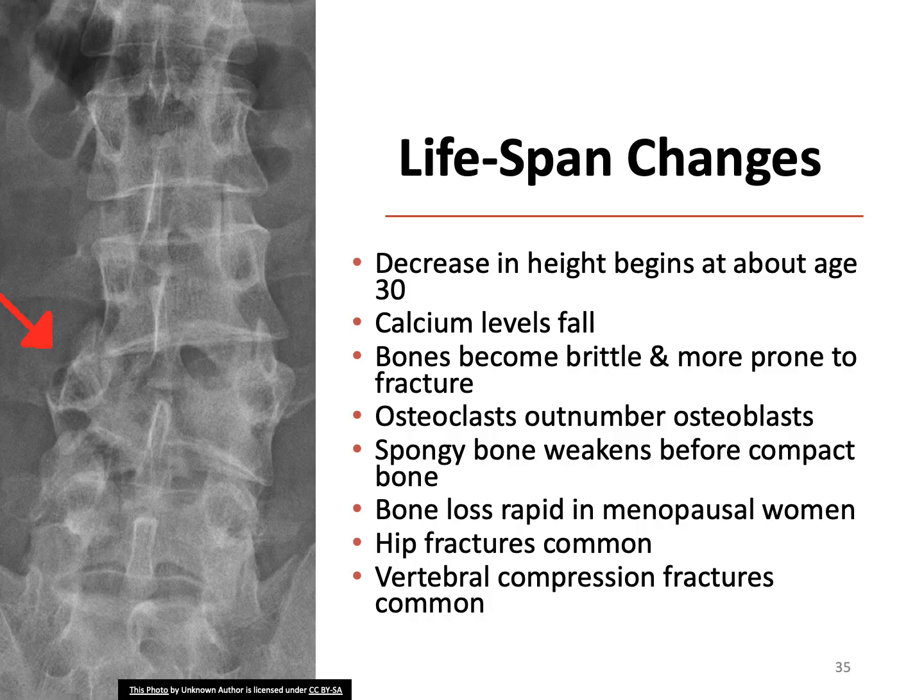What happens when we get older? Your height decreases, beginning at the age of 30 and continuing to the end of your life. Calcium levels fall, bones become brittle, more prone to fracture. Osteoclasts outnumber osteoblasts. Spongy bone weakens before compact bone. Bone loss is rapid in menopausal women because the estrogen protection is gone. Hip fractures are common, and vertebral compression fractures should not be ignored. And as you see in this picture, the red arrow shows the vertebral compression.